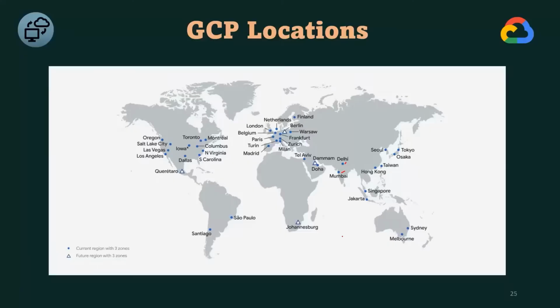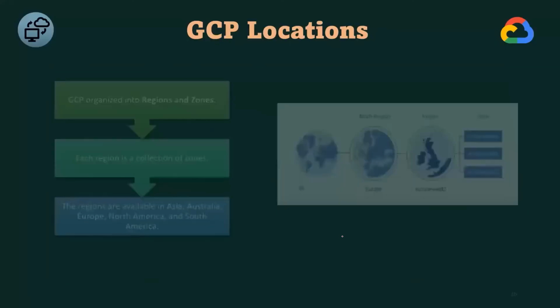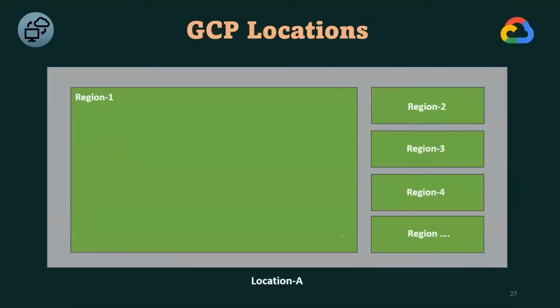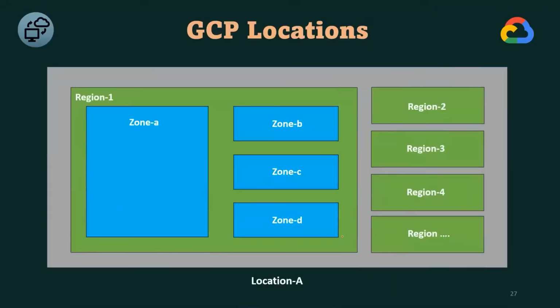But just think that Google has plenty of infrastructure that is divided into 5 locations throughout the world. Those 5 locations are further divided into regions. Each region is further divided into zones. Zones are having the data centers. Those data centers are having the virtual machines, disks and infrastructure. Okay, so this is what we are going to see tomorrow.